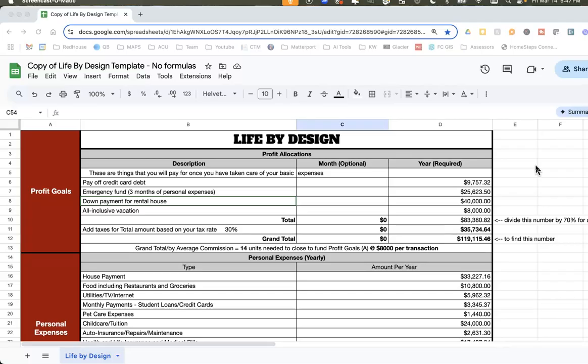Next, we're going to fill out our Life by Design form. So we start at the top with profit allocations. This is the money we earn after we've paid our personal expenses. These are things that you will pay for once you've taken care of your basic expenses. For instance, we want to pay off debt first, and let's say I got a credit card, a balance of $9,757.32. And we want to be as accurate as possible. In order for this to work best, we need exactly the amount that we owe, to the penny even.